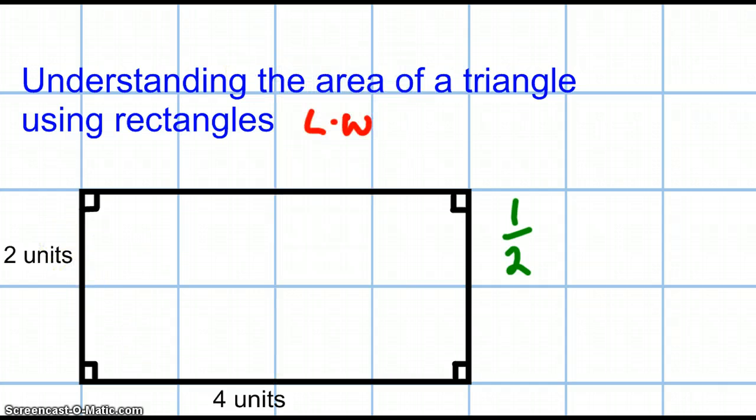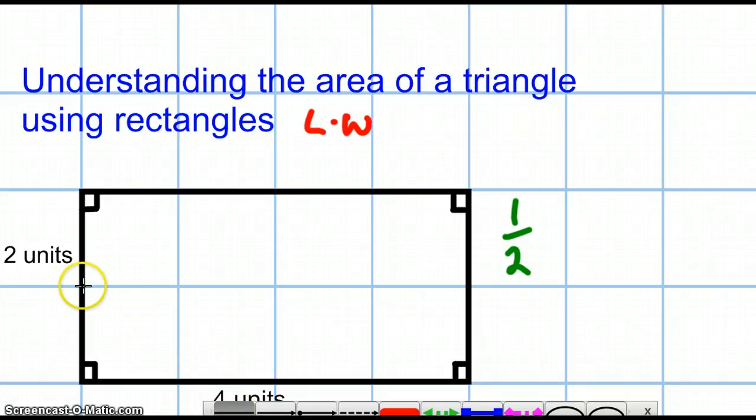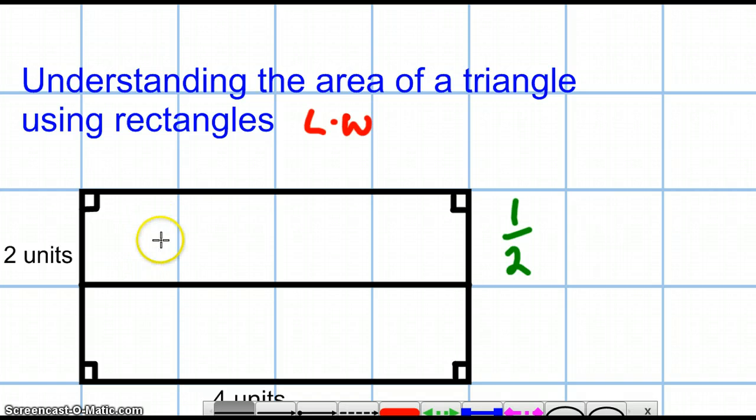What if I divided it in half going in the other direction? Still, I would have 4 units. 1, 2, 3, 4. I've divided it in half.